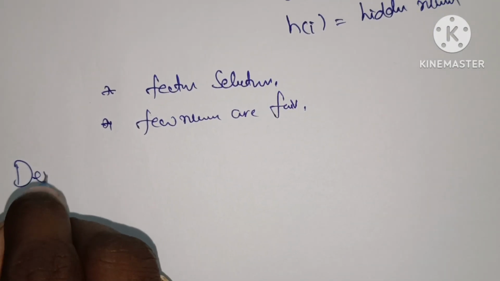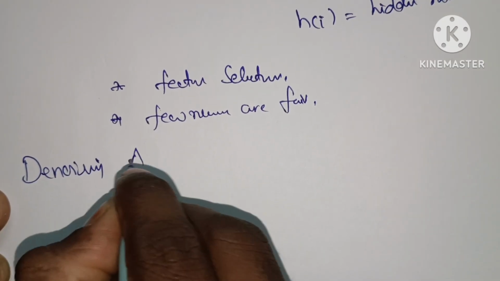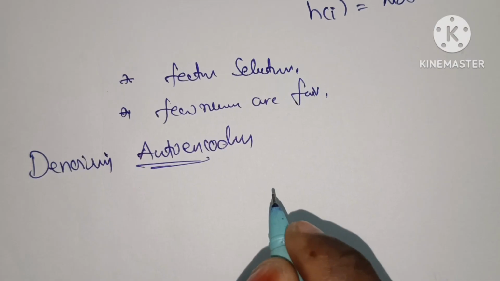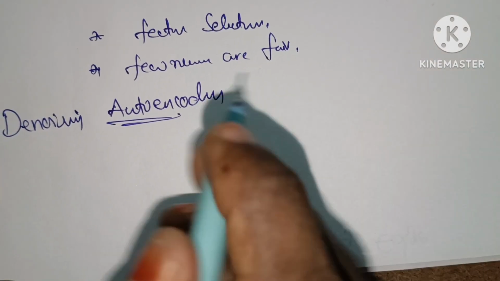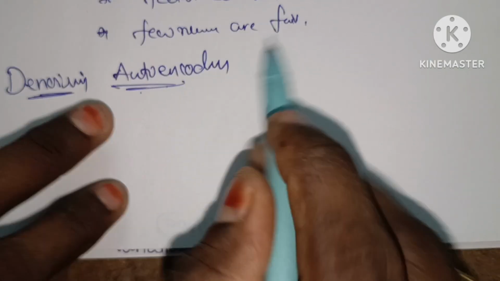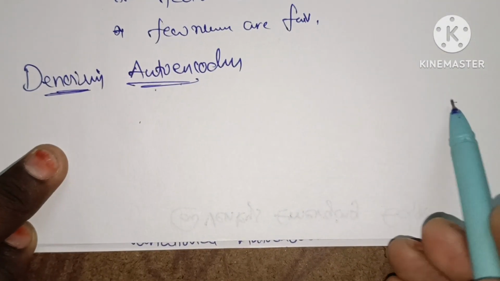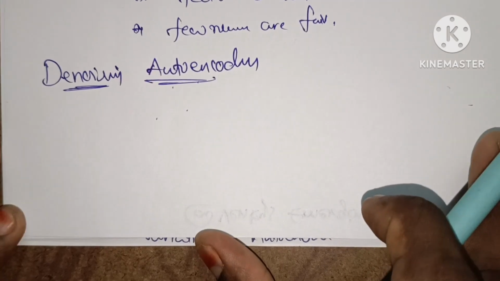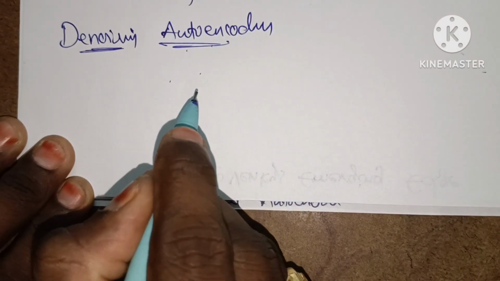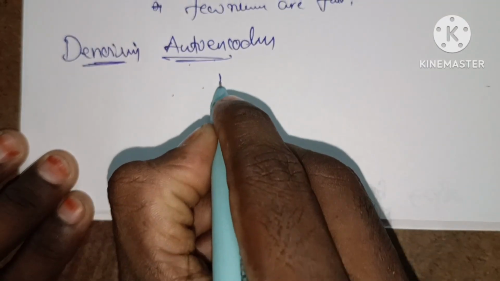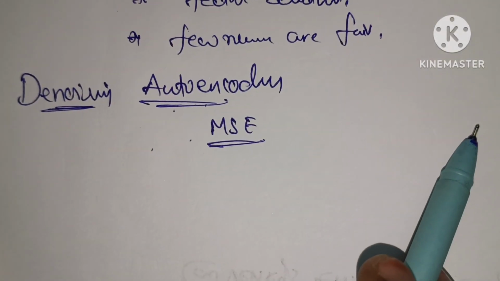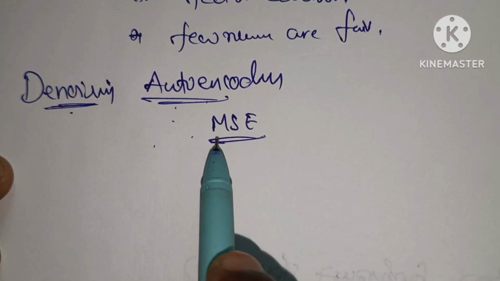Then next one is denoising autoencoder. Denoising autoencoder is also the same, but here we are removing noise. That is the same autoencoder with the same functionality. That means input, output, encoder, decoder, latent data, hidden layer. But in denoising autoencoders, what will happen? Here we are mainly calculating MSE, mean square error. So in a sparse autoencoder we are calculating the cost function, but in a denoising autoencoder we are calculating the mean square error.